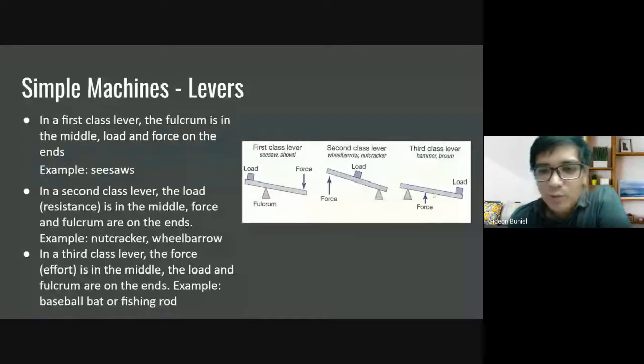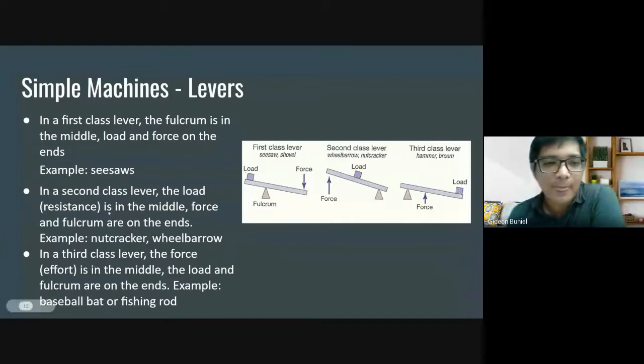So when you use a fishing rod, the force that you exert is in the middle, right? So if a fish bites, and then you pull it, you exert effort on the middle part, so the load, and then until you get the fish. So that's the third class lever.